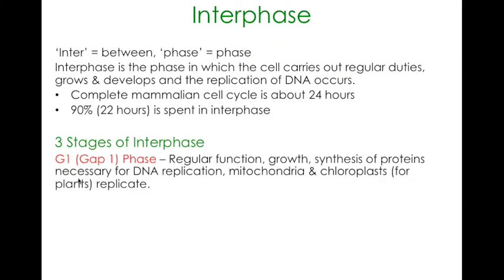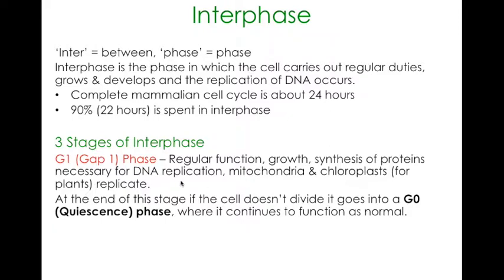The G1 or gap 1 phase is the regular function and the regular growth of the cell. This is when the cell grows in size, and it also produces the necessary proteins because later on it's going to need to replicate its DNA to prepare for cell division. It also needs to produce the necessary proteins for the mitochondria and the chloroplast in plants to replicate as well.